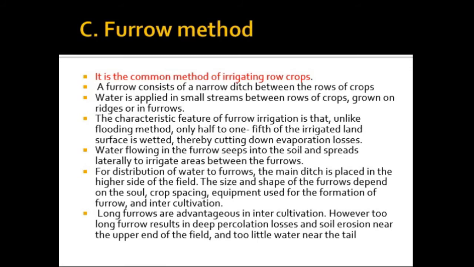The third method of surface irrigation is the furrow irrigation method, and this method is commonly suitable for irrigating row crops.